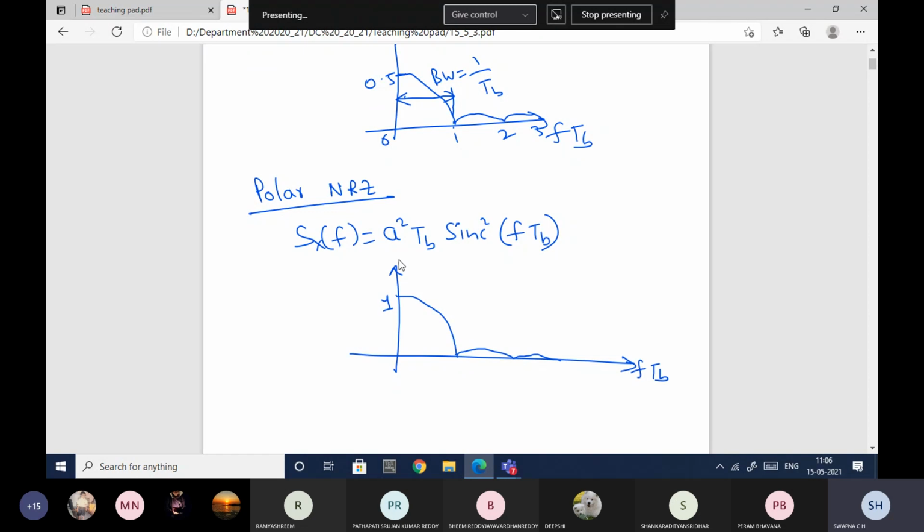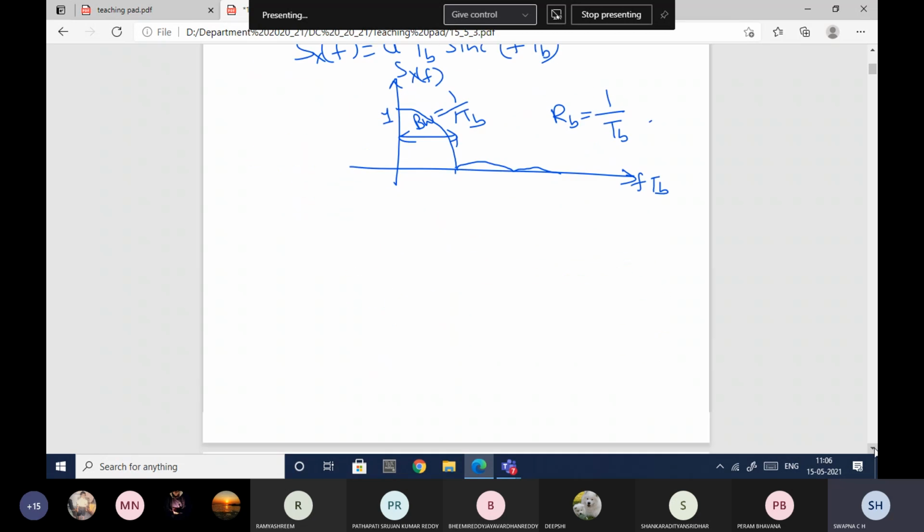This is Sx of f for the polar NRZ, and again the bandwidth from here to here is the same. Bandwidth is equal to 1 by TB only. Bandwidth and bit rate are directly proportional, so bit rate RB is given by 1 by TB again. So this is what we have for polar NRZ.